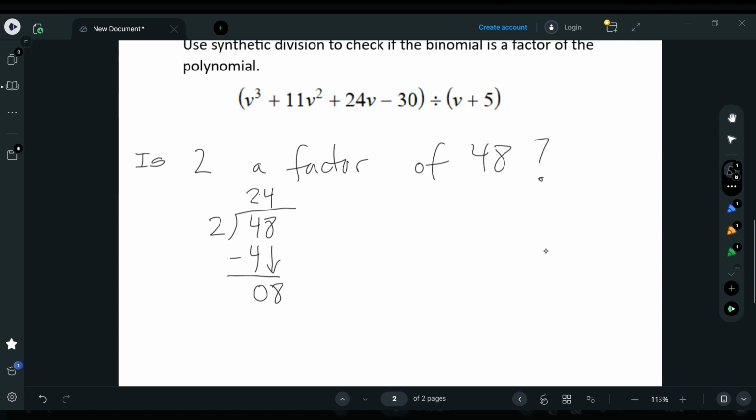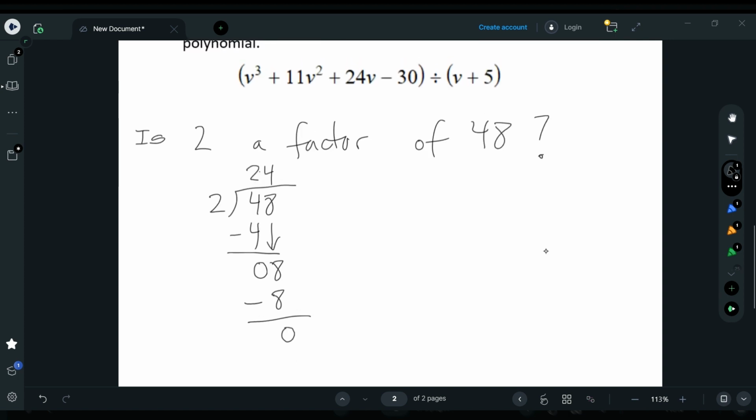Multiply 4 times 2. We get an 8. Subtract. 8 minus 8 is a 0. And at this point, we're done because there's no more numbers here. So this 0 down here, if you remember from long division, this is our remainder. So the answer here, when we divide 48 by 2, is 24, remainder 0. And we already knew that 2 was a factor.